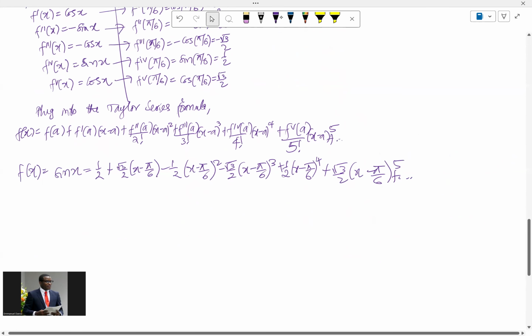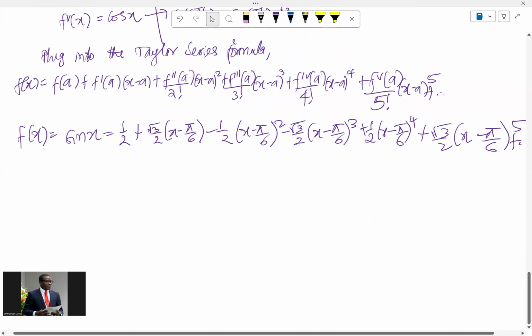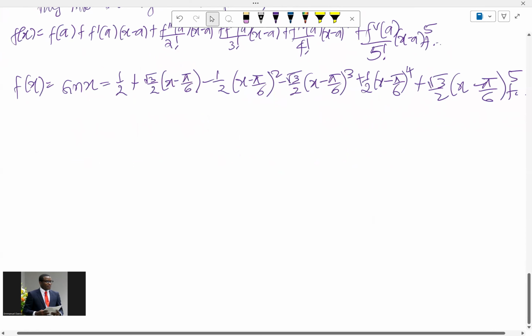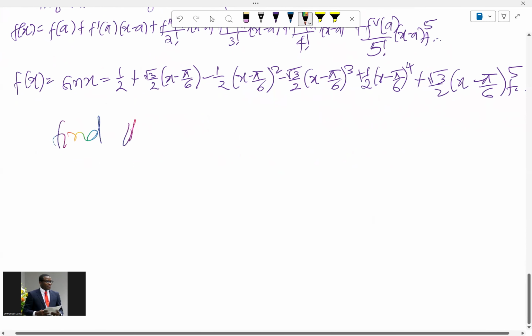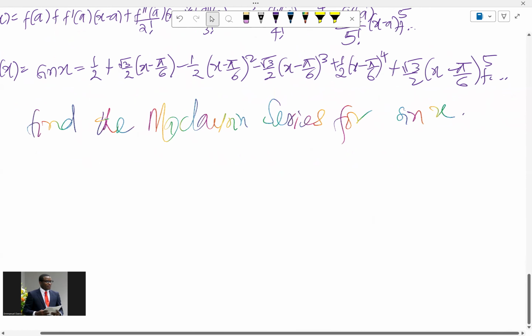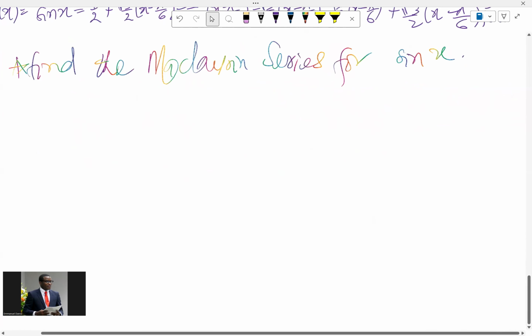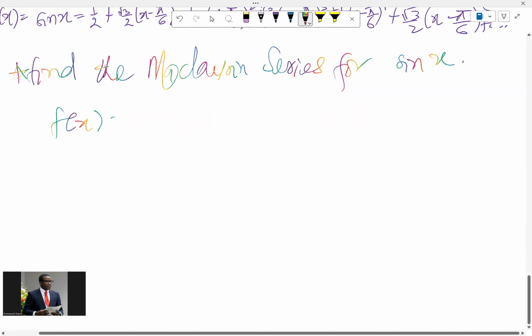So I'll do the same for Maclaurin series. Maybe I won't go all this far. Okay, well, I can still do the same, right? So now we want to find the Maclaurin series for sine x, okay? So we already know that is about x equals 0. That's the center, x equals 0. So again, we have f of x equals sine x.